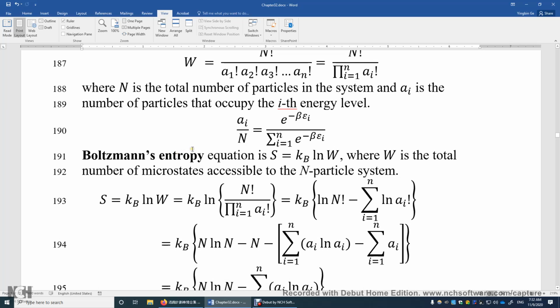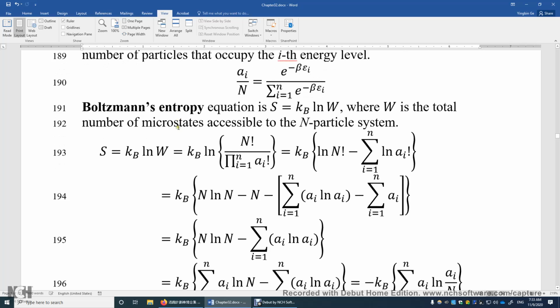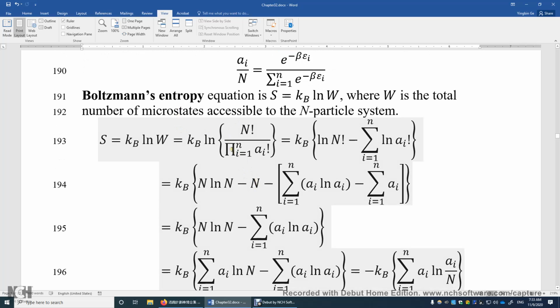Boltzmann proposed an entropy equation. Entropy is equal to the Boltzmann constant times the natural logarithm of W, where W is the total number of microstates accessible to the N-particle system. So we can do the following derivations. Entropy is equal to k_B, the Boltzmann constant, times the logarithm of the number of microstates.